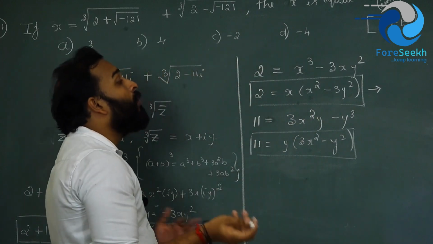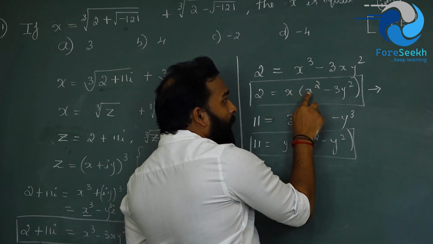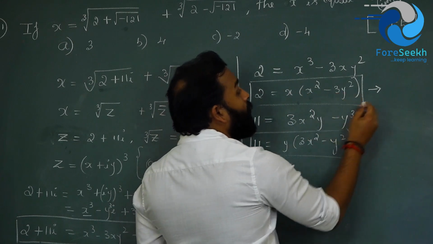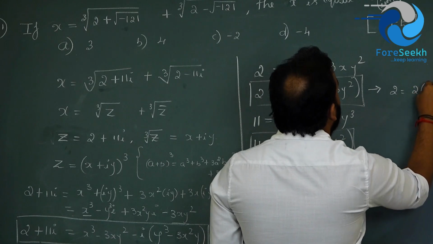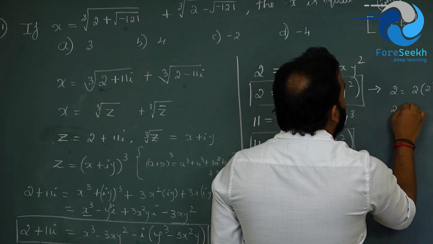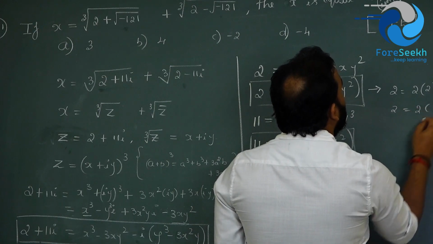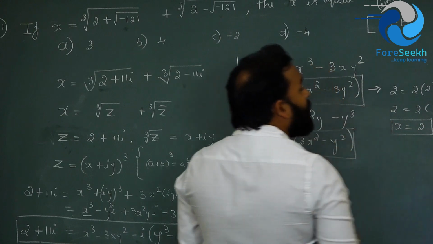If you substitute x as 2 and y as 1, this is 2 into 4 minus 3 into 1. So what are you going to get? This is by the trial and error method. I can write this as 2 into 2 square minus 3 into 1 square. So it is going to satisfy the value. So it is going to give you 2 into 1. So I can substitute x equal to 2. So I got the value x is 2.